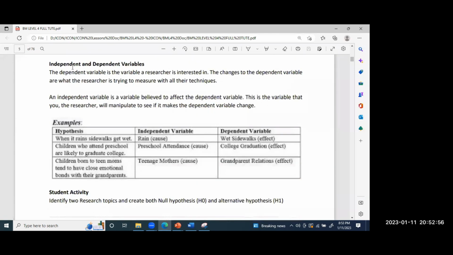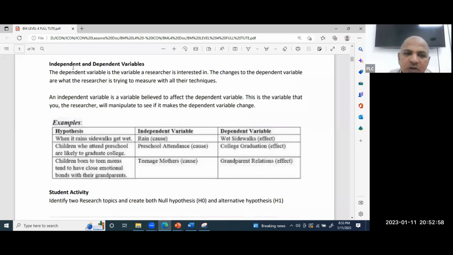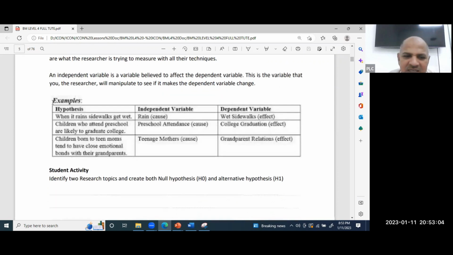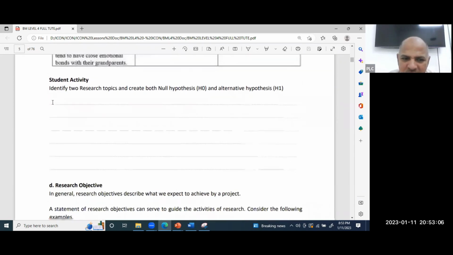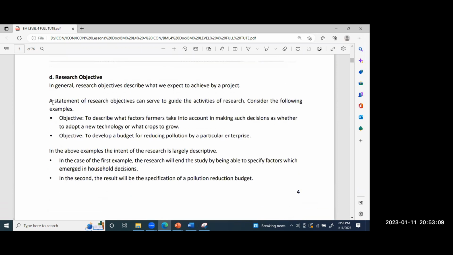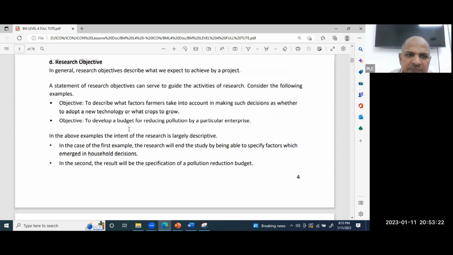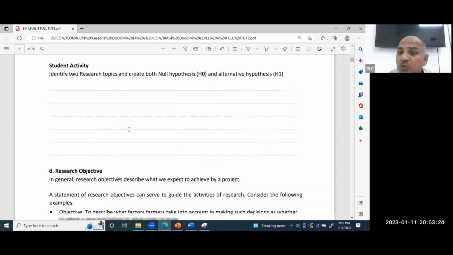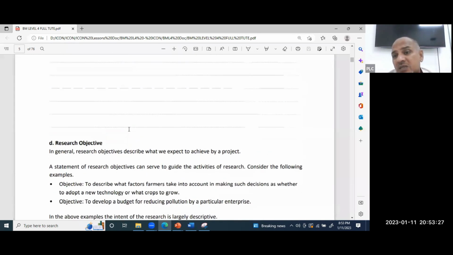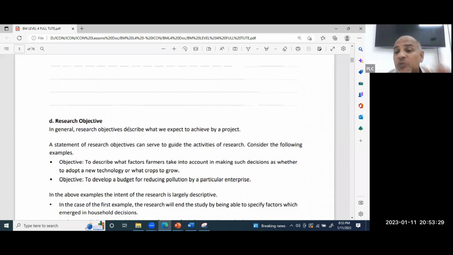So I discussed the independent variable and dependent variable. I have already discussed. You understood, right? Correct. Clear now? Yes, sir. Research objectives also. Describe the factors. So you have to identify, develop the budget for reducing pollution. So there are some objectives. Why the research objectives? Why do you want to do this research? There is an objective. Research problem is different. Research objective is different.